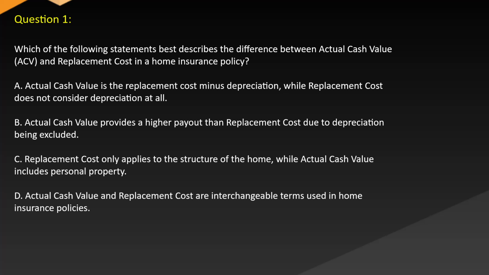B. Actual cash value provides a higher payout than replacement cost due to depreciation being excluded. C. Replacement cost only applies to the structure of the home, while actual cash value includes personal property. D. Actual cash value and replacement cost are interchangeable terms used in home insurance policies.